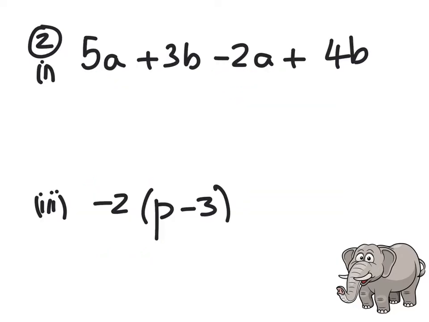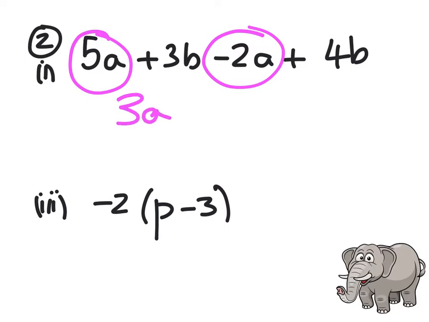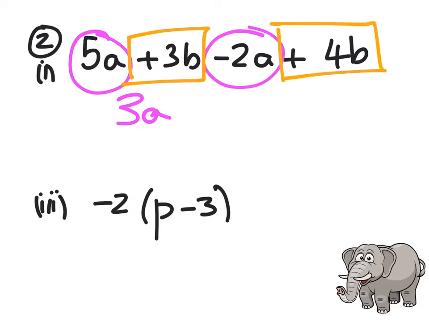Question 2. We've got to gather together like terms. So I've got a 5a here, and it's taken away a 2a. So that leaves us with 3a. Then, for the second part, I've got positive 3b here, and I'm adding on 4b. And 3b add 4b is positive 7b.